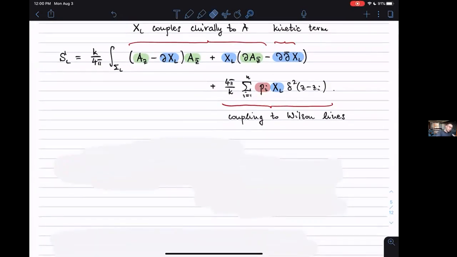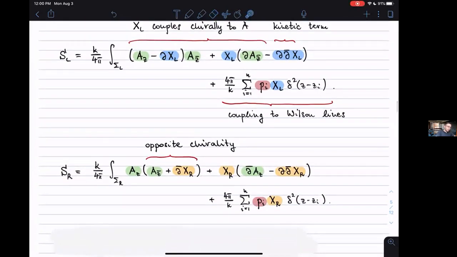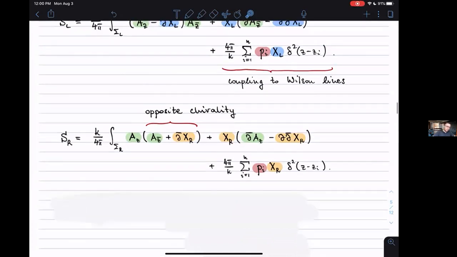Okay, that's of course not the end. There's also a completely analogous action, which is the action on the other boundary, which is almost the same. Everything is almost the same, except that the field couples with the opposite chirality. So for example, here, instead of coupling to the holomorphic modes, it couples to the antiholomorphic modes. So that's the opposite chirality.